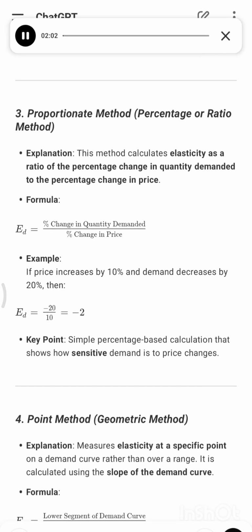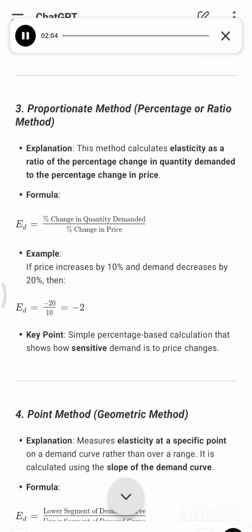3. Proportionate method, percentage or ratio method. Explanation: this method calculates elasticity as a ratio of the percentage change in quantity demanded to the percentage change in price. Formula: ED equals percentage change in quantity demanded divided by percentage change in price. Example: if price increases by 10% and demand decreases by 20%, then ED equals minus 2. Since the absolute value of ED is greater than 1, demand is elastic. Key point: simple percentage-based calculation that shows how sensitive demand is to price changes.